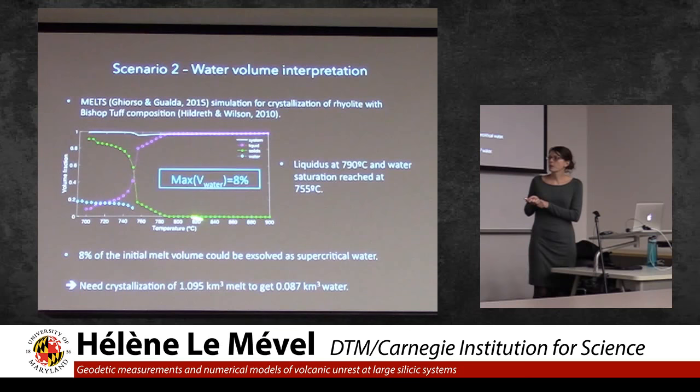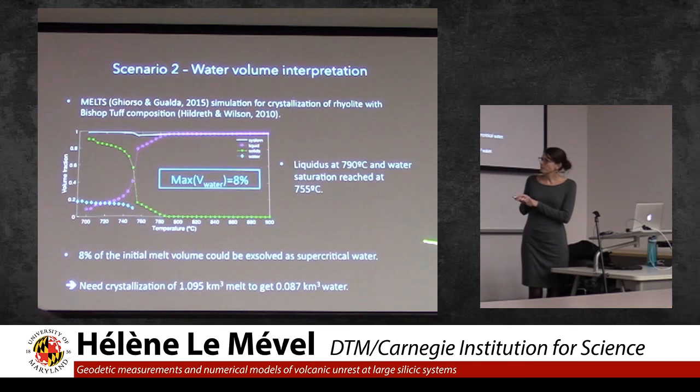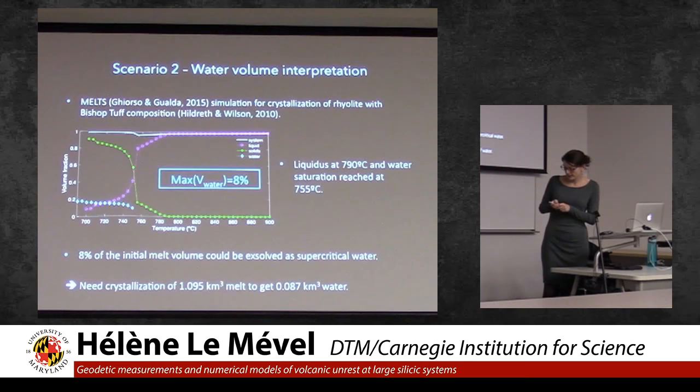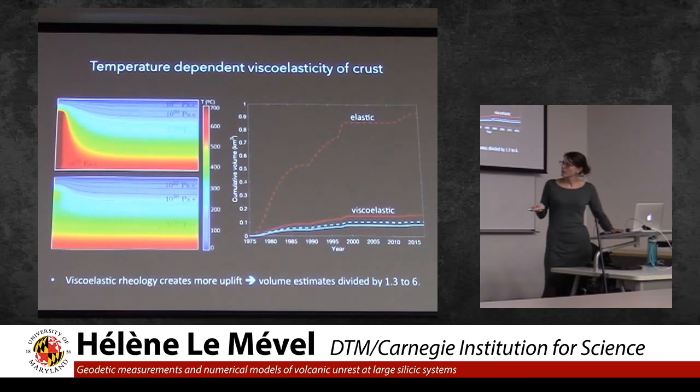If we start at 900 degrees and we decrease the temperature, at first nothing happens and then it starts to crystallize. When you hit 790 degrees, the solid volume fraction is increasing and the liquid, the melt, is decreasing. But what I was interested in is to calculate how much water can be created by this crystallization to see if it's realistic or not. And what I find is that 8% of the initial melt volume could be absorbed as supercritical water. So it means that we would need the crystallization of 1 cubic kilometer of melt to get 0.087 cubic kilometer of water, which was this number here.